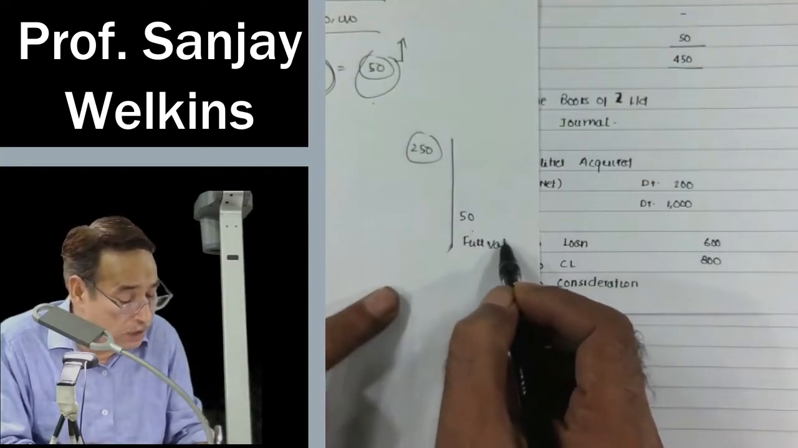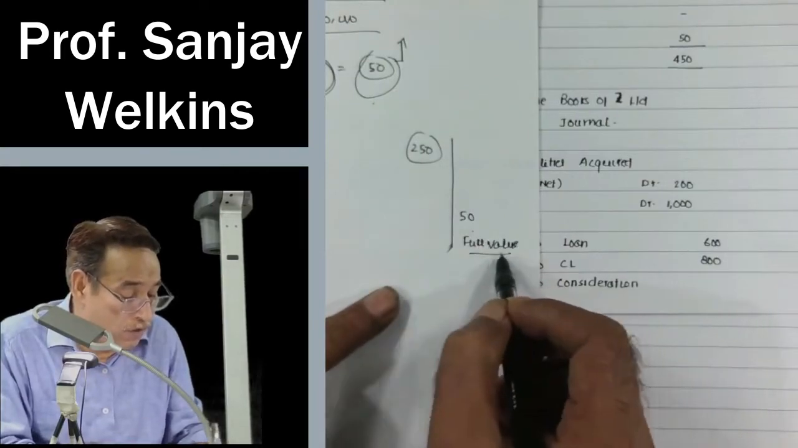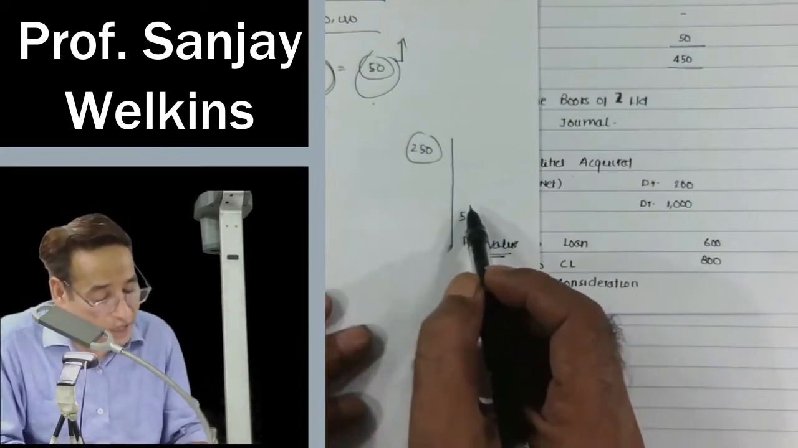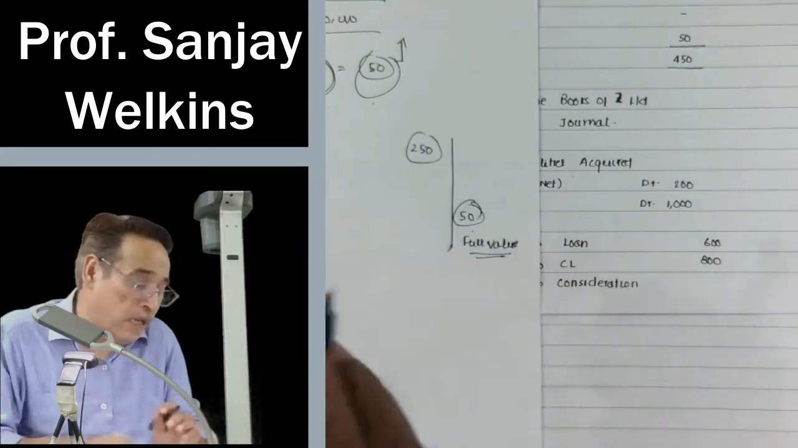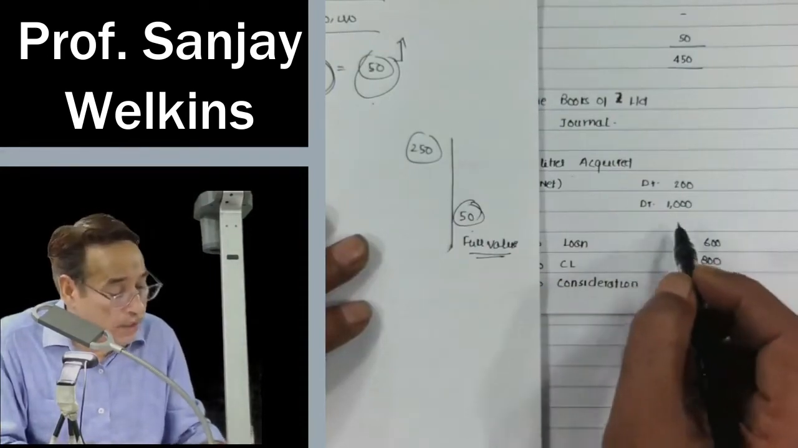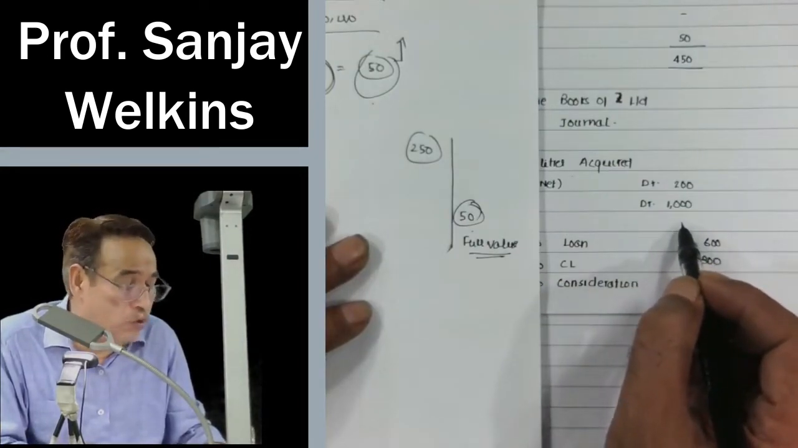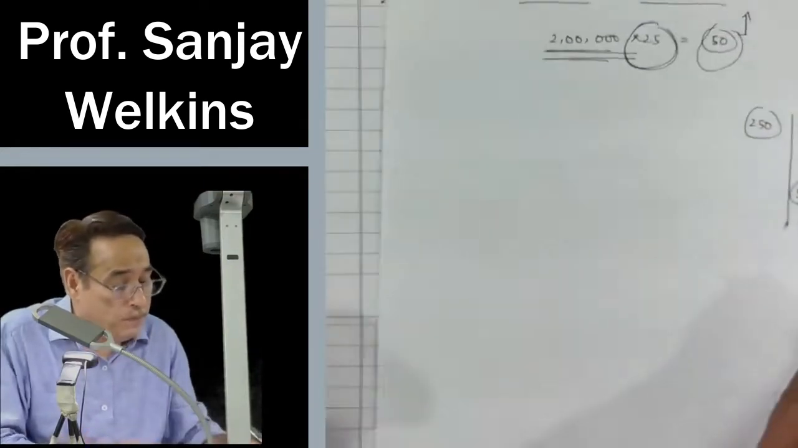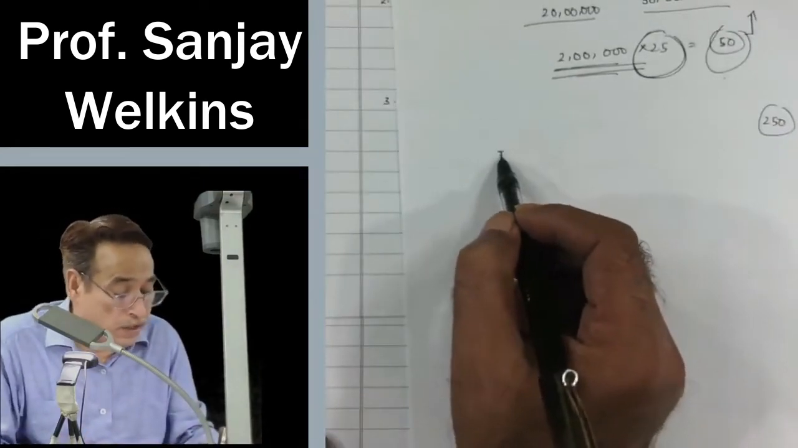Sir, consideration amount is 50 lakh. Why do we need so much discussion? Why are we not writing 50 lakhs? I will let you know in a short while. If I write here 50, quite obviously the balancing figure will be 250. Now, let me make it very clear.